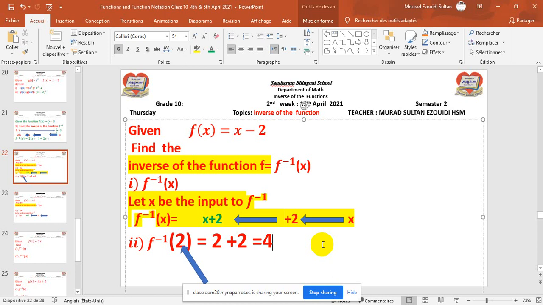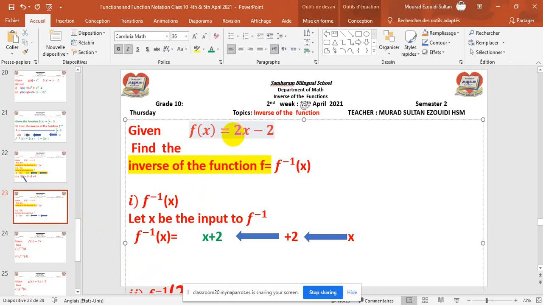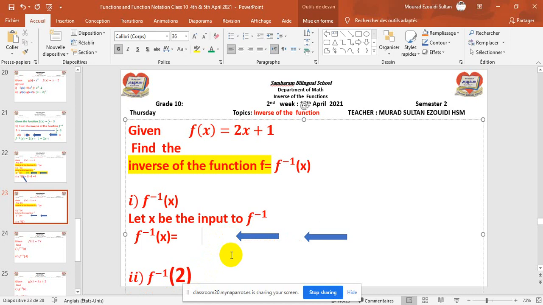Yes. Okay. Now, the second slide is 2x plus 1. The question is, find f minus 1. Now we'll try to find the inverse function f minus 1. In your opinion, what should we do exactly?